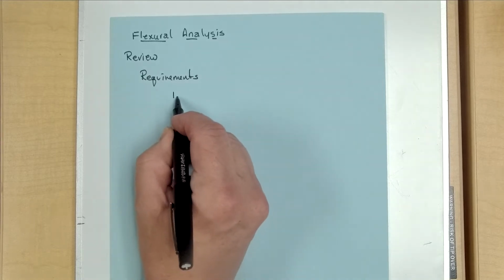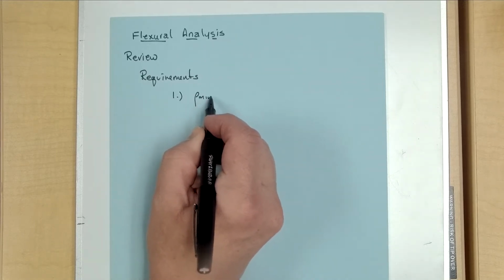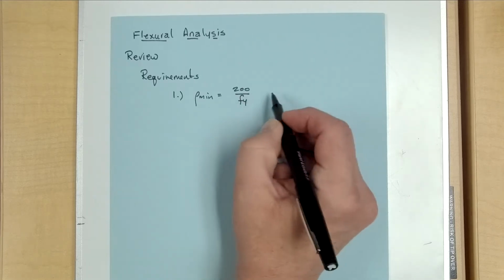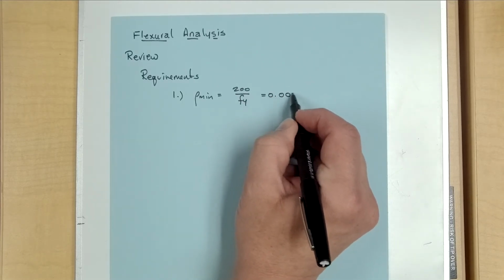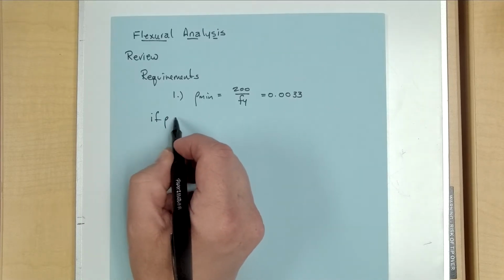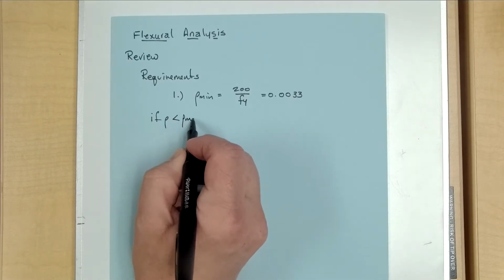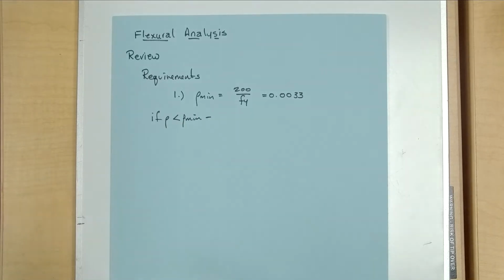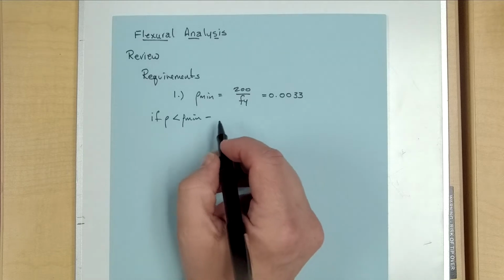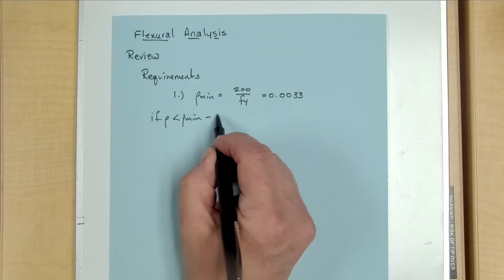The first is rho min, which is equal to 200 divided by f sub y, 0.0033. If rho is less than rho min, then we're not reinforced. We have to have at least the minimum reinforcement, and so this beam is inadequate.